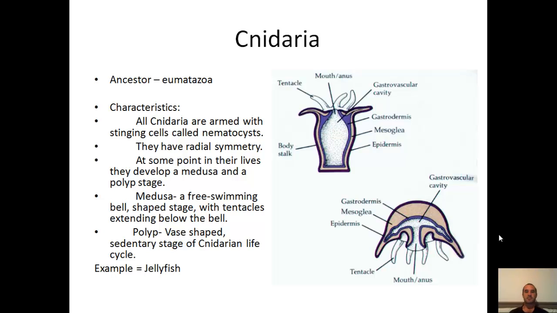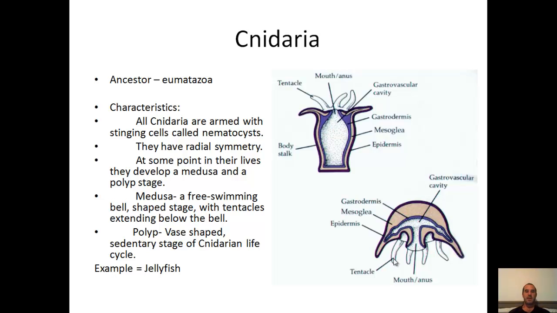Okay, so next slide is Cnidaria. Their common ancestor was Eumetazoa. Some of the characteristics for cnidarians are they have stinging cells called nematocysts. So that's going to be typical if you think of a jellyfish, which is a type of cnidarian. It's got tentacles hanging down with stinging cells. If you stepped on a jellyfish, you get stung by the nematocysts on that jellyfish. They have radial symmetry. So if you think back to last class, that's when you could divide it in many different ways and you get a mirror image half.